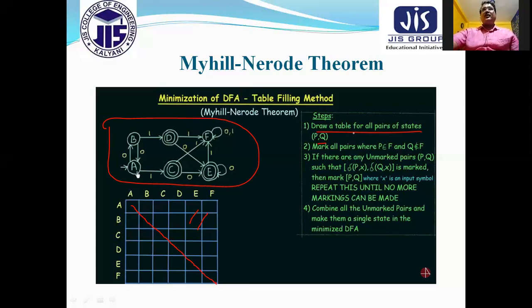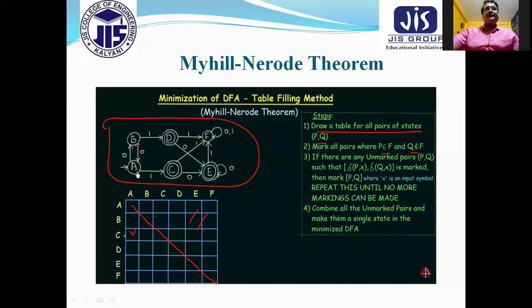The first step is to draw the table of all pairs of states P and Q. Then mark all pairs where P is a final state and Q is not a final state. Listen very carefully here. Suppose I want to mark the pair between B and A. We have to check them: if one is a final state and the other is a non-final state, we can put a tick. Now check B and A: B is a non-final state and A is non-final, so no tick is possible. Now go for C and A. A is the non-final state, C is the final state, so a tick is possible here.